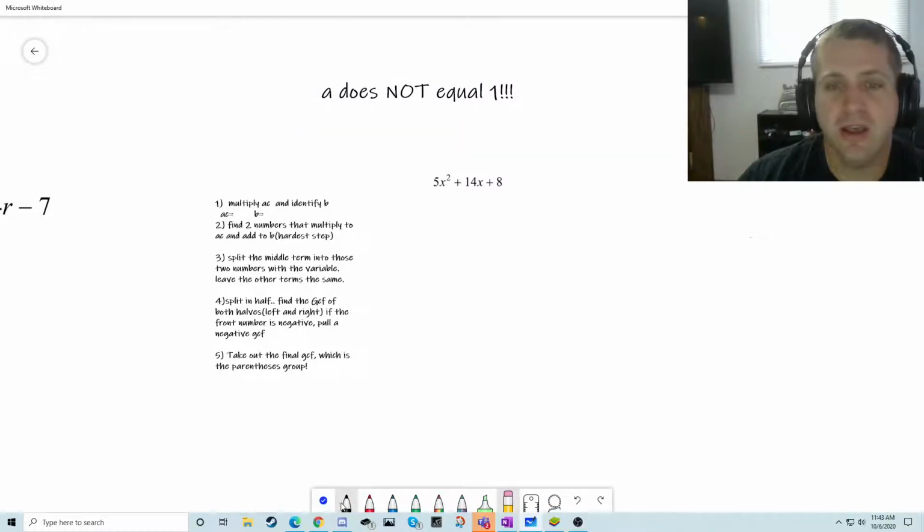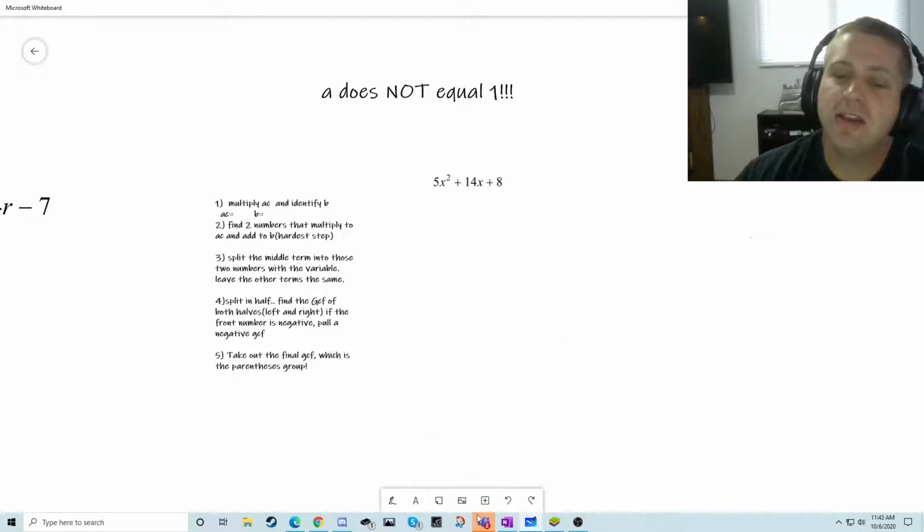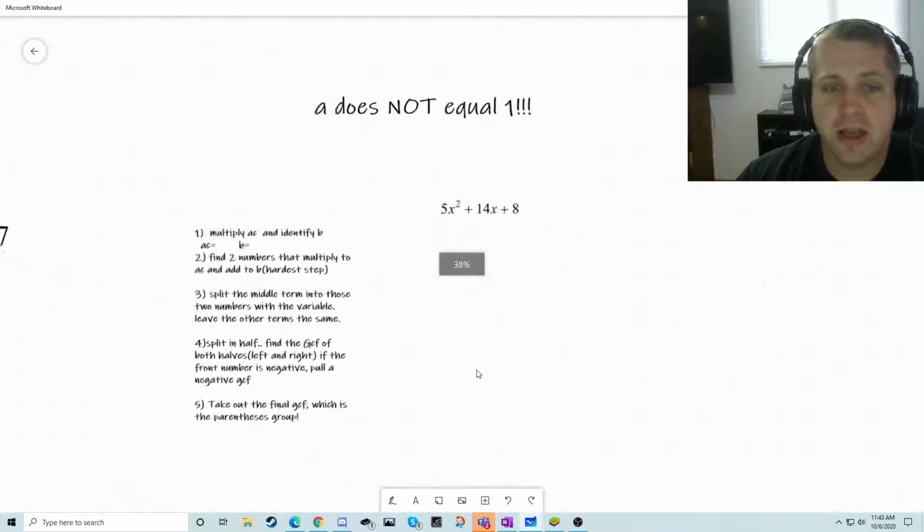So we did a equals 1 factoring with 3 terms. This is now for a does not equal 1. This is actually the best kind because it works always, even if a is 1. But the a equals 1 shortcut is actually just a shortcut of this method. So what I want to look at is this problem.